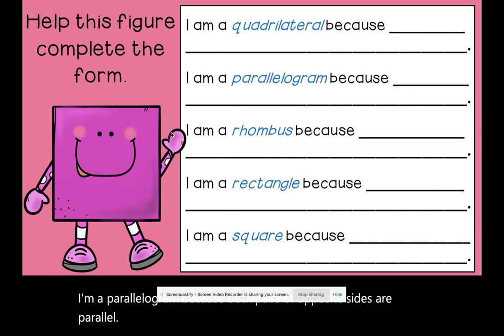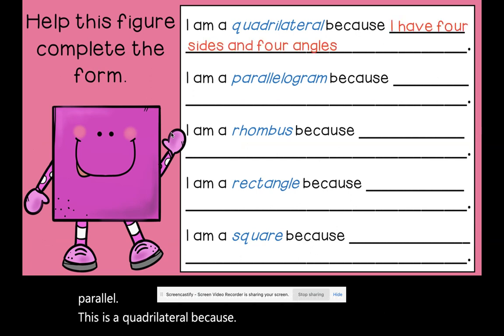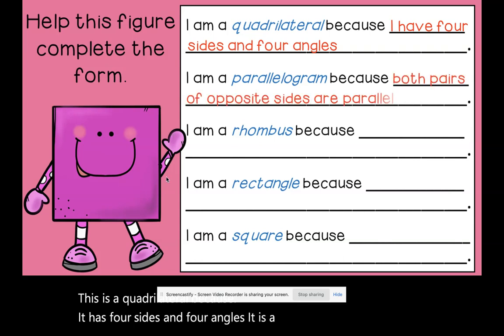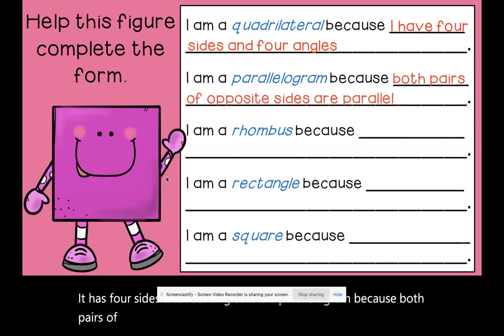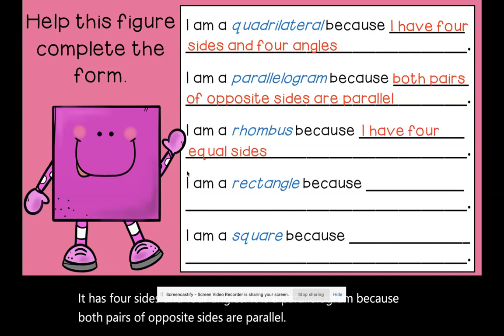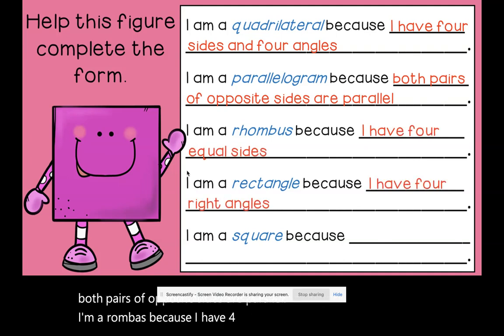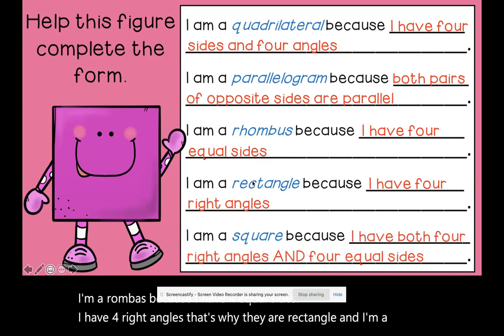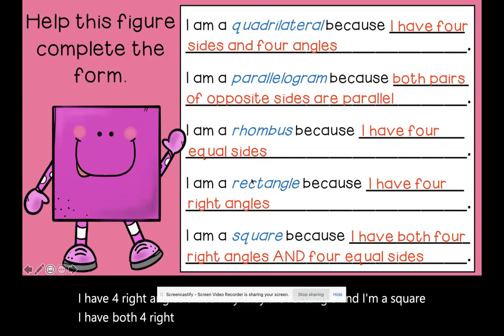This is a quadrilateral because it has 4 sides and 4 angles. It is a parallelogram because both pairs of opposite sides are parallel. I'm a rhombus because I have 4 equal sides. I have 4 right angles, and that's why they're a rectangle. And I'm a square. I have both 4 right angles and 4 equal sides.